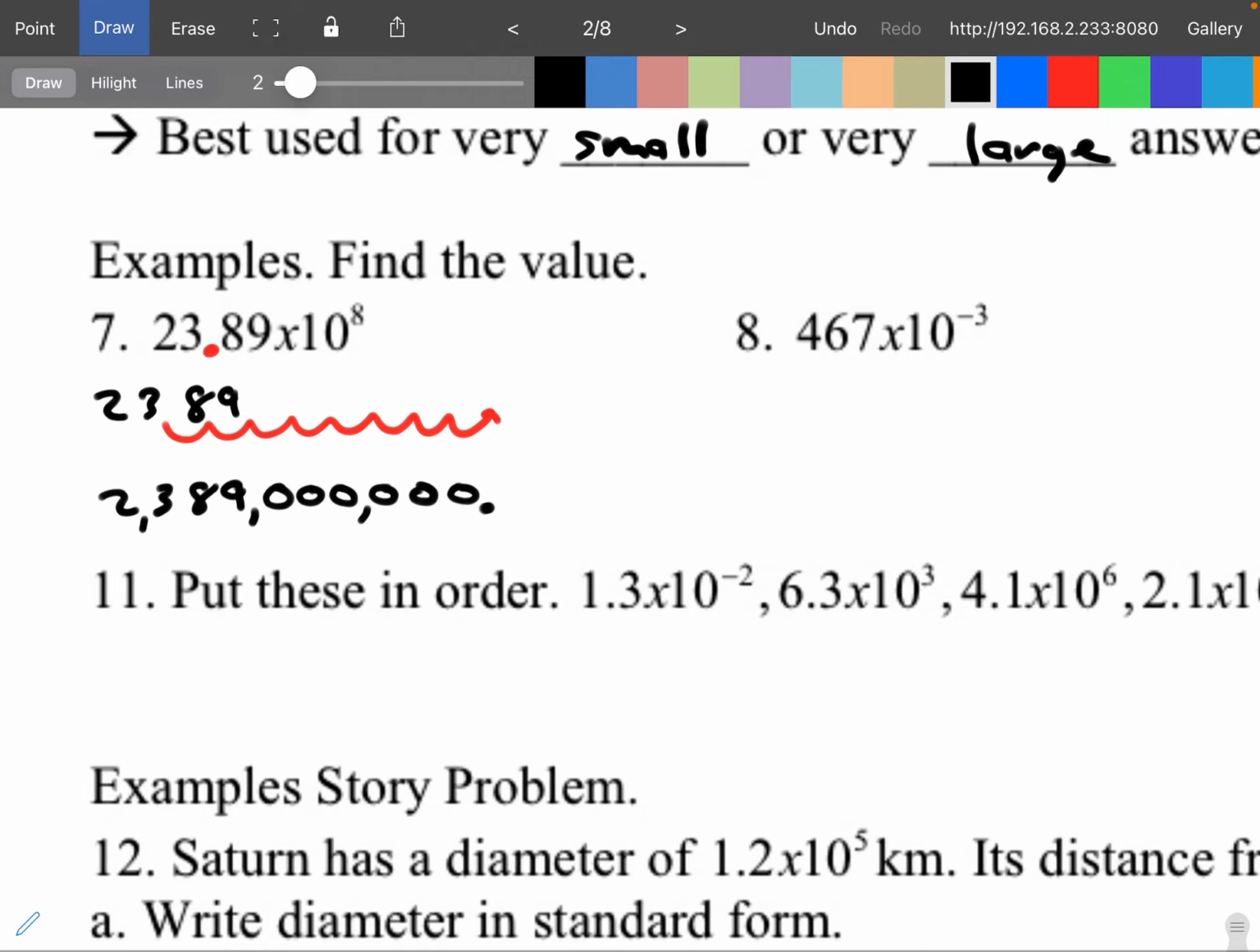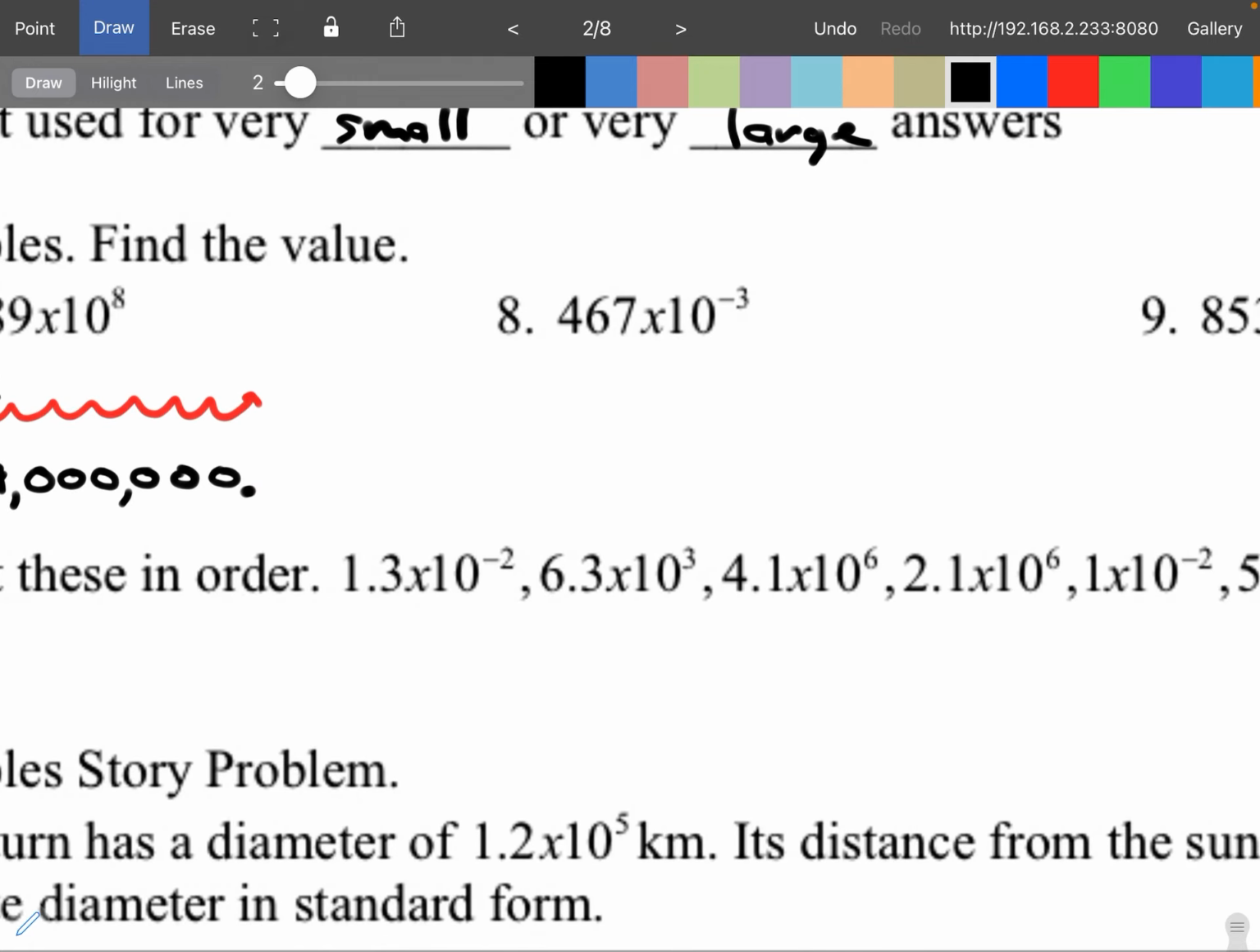All right, guys. Number 8. Number 8, right now the decimal is right here. So where do I got to move it? Which way? Left. I got to move it left 3. Remember the exponent's negative on the 10? So if the power's negative on the 10, I got to move the decimal to the left 3 places. So that's going to be, so right now I got 4, 6, 7. The decimal's here. I got to move it 1, 2, 3 places. So I'm going to get 0.467.